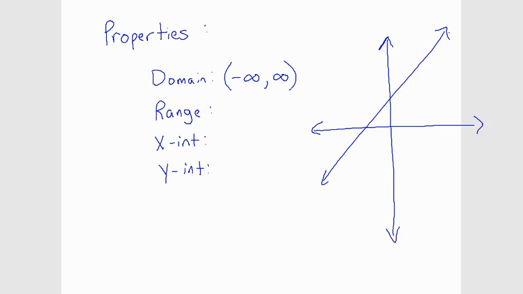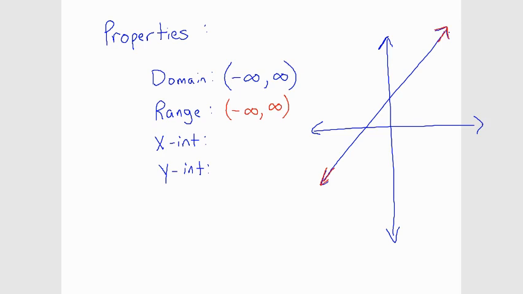The range, same thing. This arrow here is pointing down and to the left. Well, down means we start at negative infinity. And then this other arrow is pointing up for the purposes of our range. So it is also negative infinity to infinity. And that means our properties of a linear graph, domain and range, will always be all real numbers.